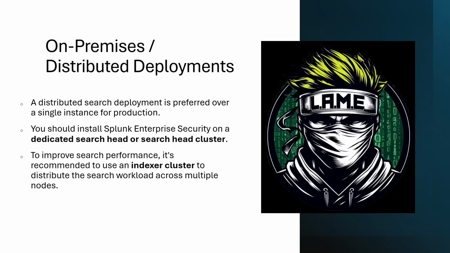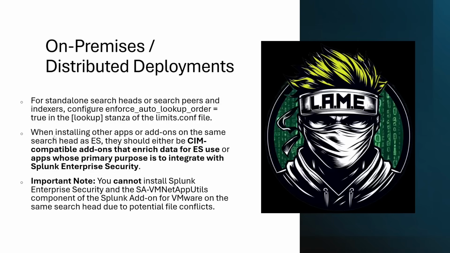To improve search performance, it's also recommended to use an indexer cluster to distribute the search workload across multiple nodes. Enterprise Security has a lot of requirements. It's very system resource intense. Having an indexer cluster instead of one single indexer is often going to provide much better performance. For standalone search heads or search peers and indexers, configure your enforce auto lookup order to true in the lookup stanza in the limits.conf file. That's going to improve a lot of your lookup speeds.